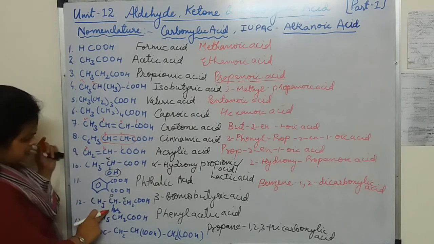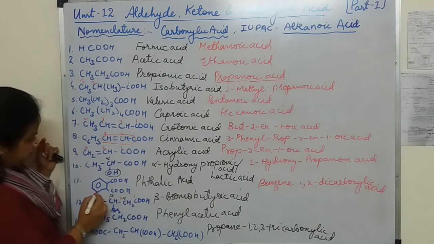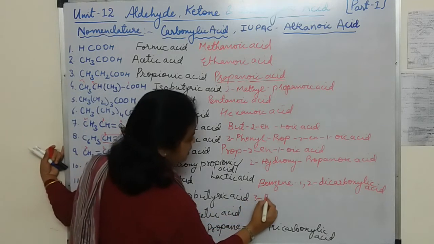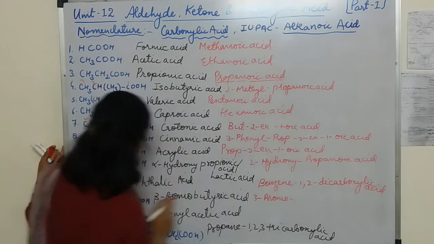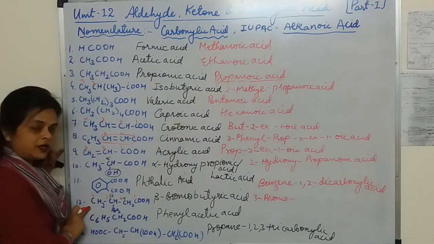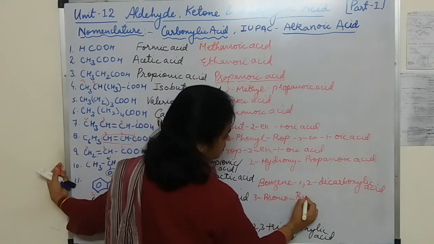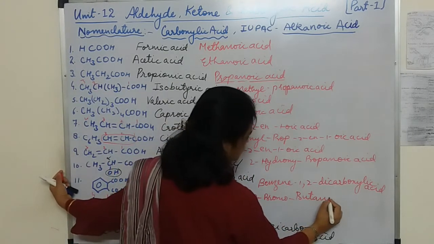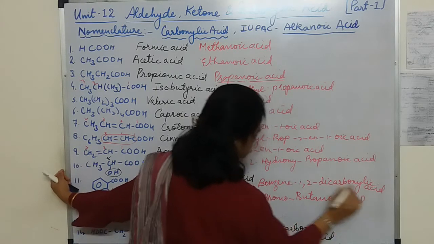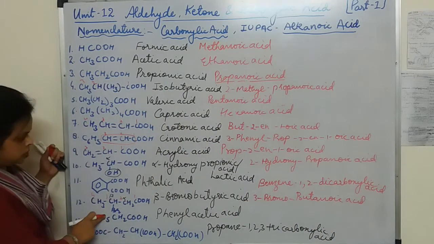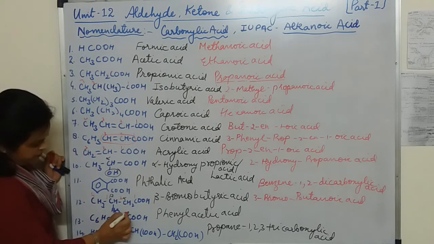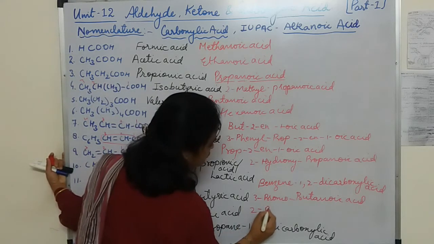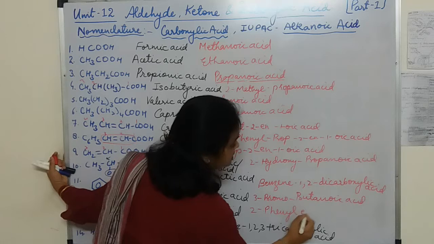Now, this one is the same, 1, 2 and 3, 4. So here 3-bromo, then 1, 2, 3, 4, that is, the word root will be but. There is no double bond, so butanoic acid. Okay, so 3-bromobutanoic acid. Now this one we are having 1 and 2, so 2-phenylethanoic acid.